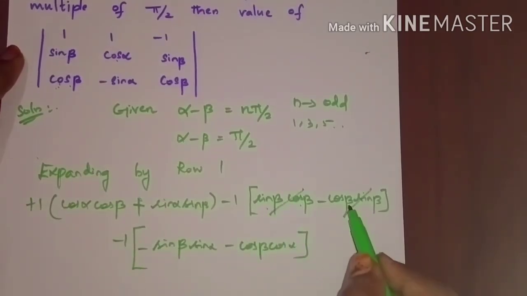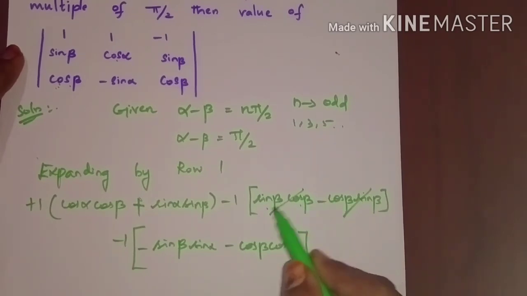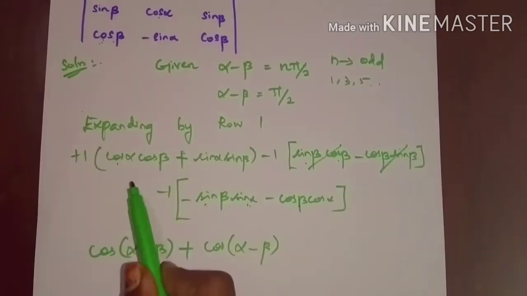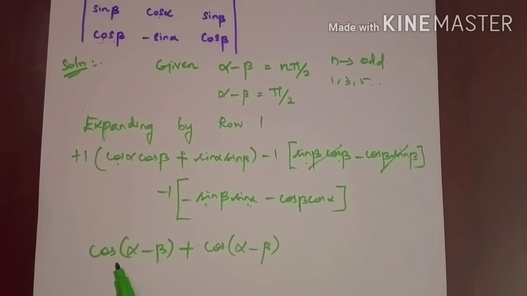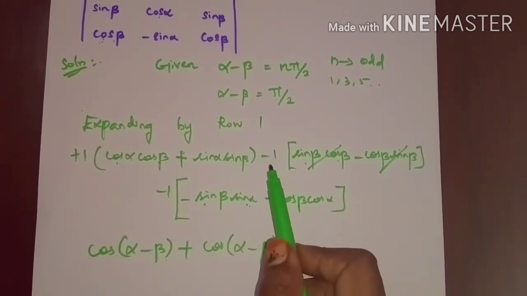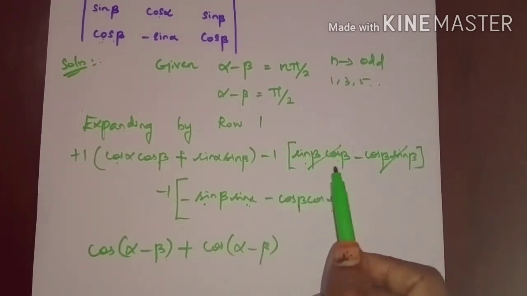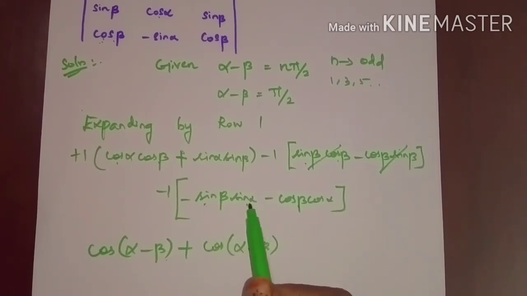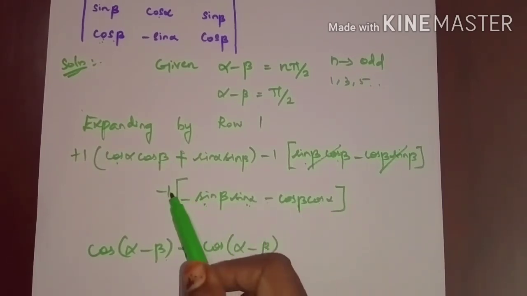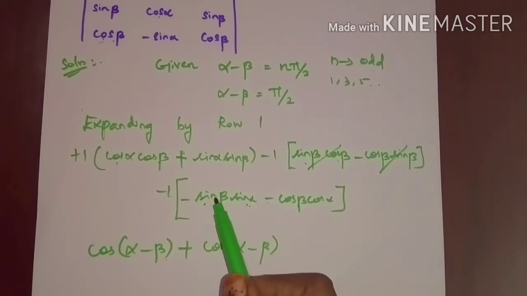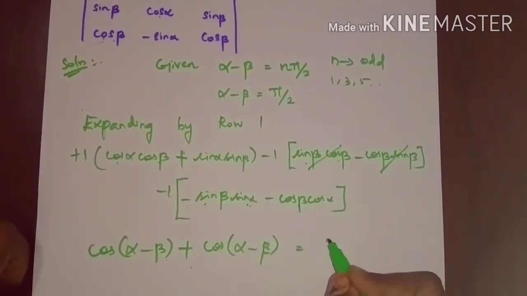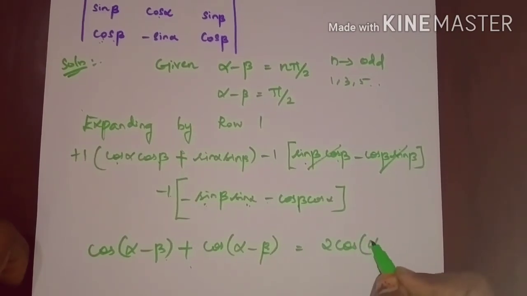Sin beta, cos beta, and cos beta, sin beta in opposite signs, we can cancel those values. It is cos A cos B plus sin A sin B, will get the value of cos of A minus B, and this is 0 term, so this term will be neglected. Here it is also in the form of sin A sin B plus cos A cos B. We have to take the minus sign out, so it is also in the form of cos of A minus B format. We will get 2 cos of A minus B, where A and B are alpha and beta here.